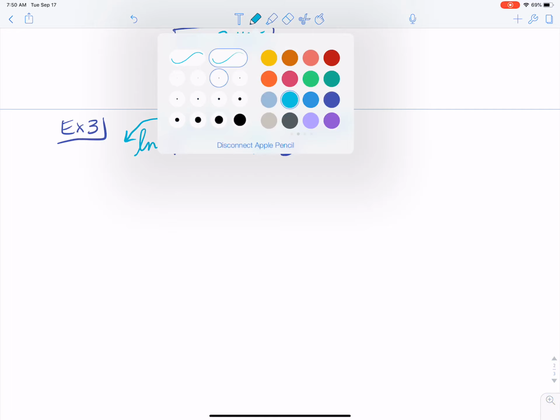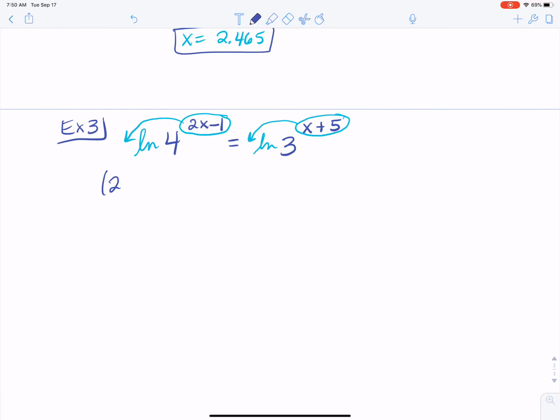And so you end up with 2x minus 1 times ln of 4 equals x plus 5 times ln of 3. And then you have a mess on your hands, because then you have to get x by itself. And to get x by itself, you have to get all of the x's on one side of the equation, and anything without an x has to go on the other side. So to do that, we need to take our ln stuff and distribute.